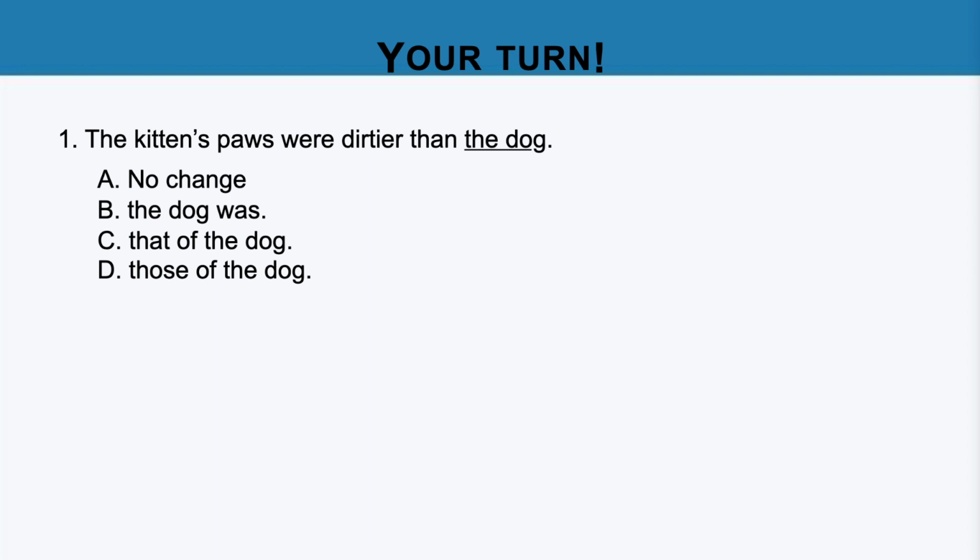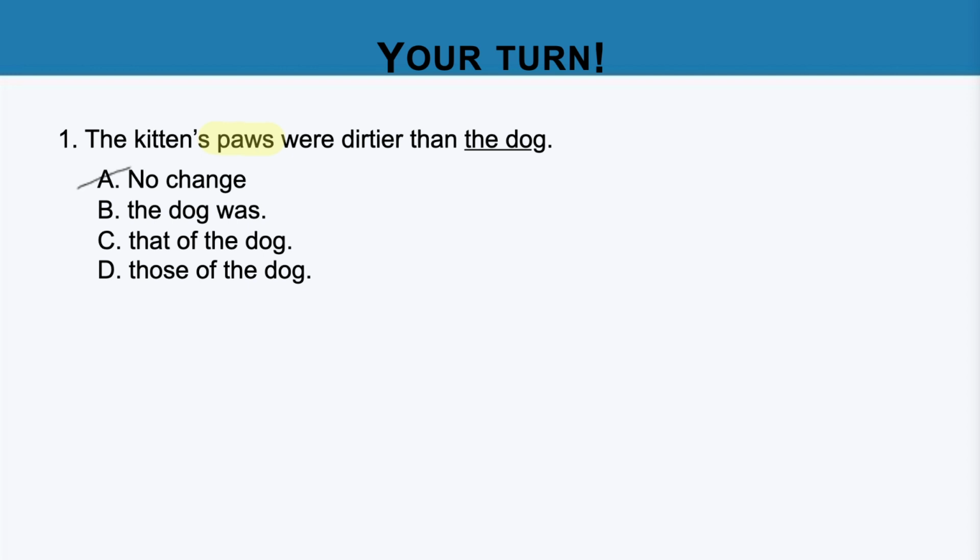at the first one. So it says, the kitten's paws were dirtier than the dog. Remember, you want to ask yourself, what's being compared here? Take a moment to ask yourself, what are we comparing? Well, in this situation, we are going to be comparing the kitten's paws to the dog's paws, right? The way it's written, it says the kitten's paws were dirtier than the dog, but we want to say the dog's paws. So A is not going to work.